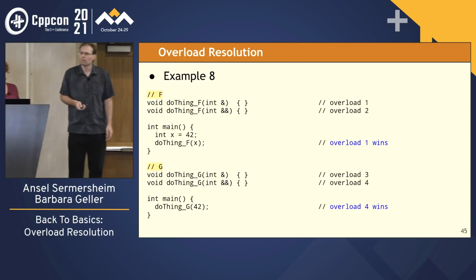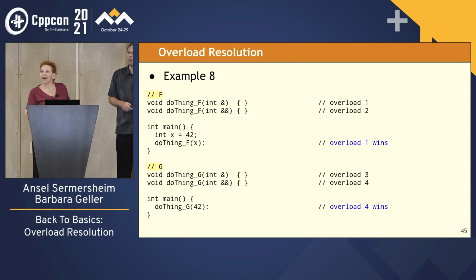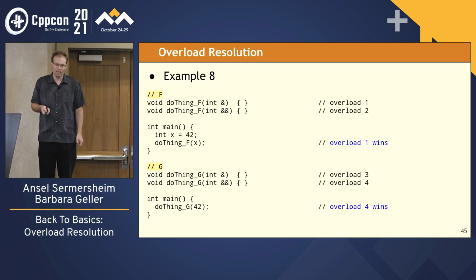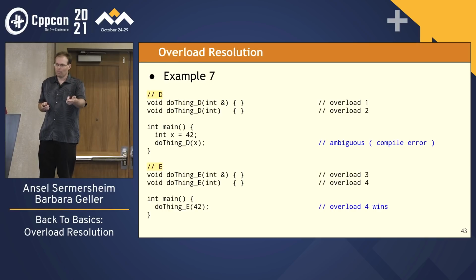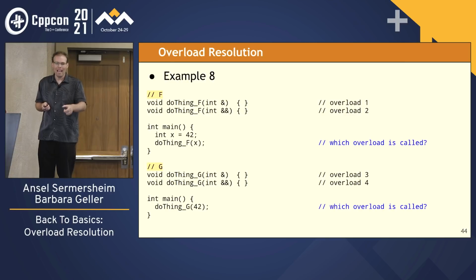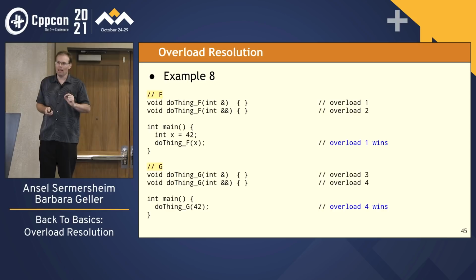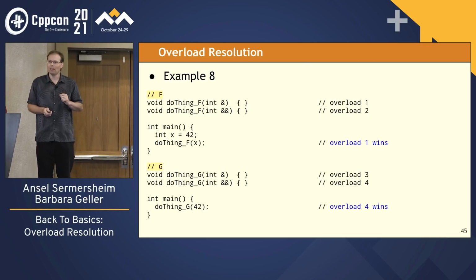I think we have an online question. The question is, why 1 in F and why not 1 in D? Because in D, the L value is valid for both candidates, and there's no rule that distinguishes them. In F, only overload 1 is a valid candidate. Is viable. That is a viable candidate. So there's no need for ranking. If we got to the ranking step, this would be ambiguous, but we don't.